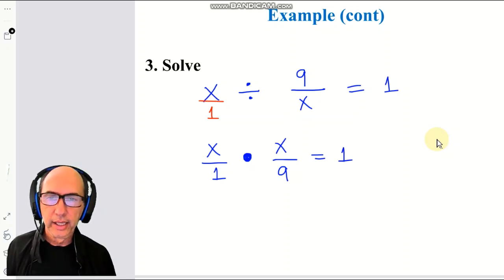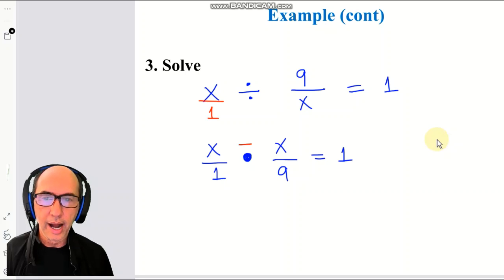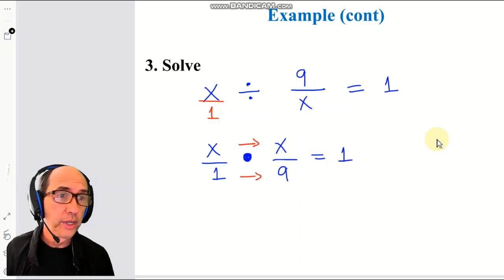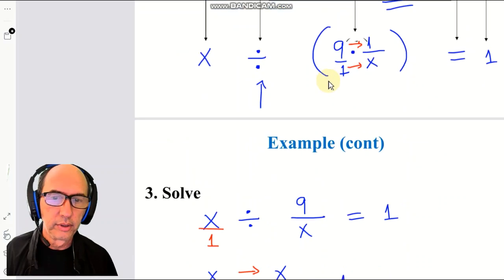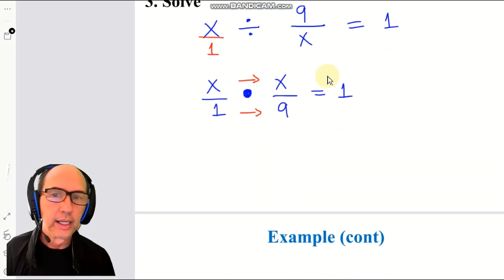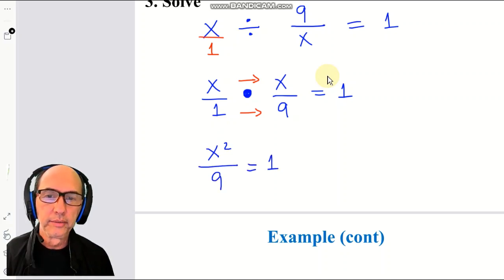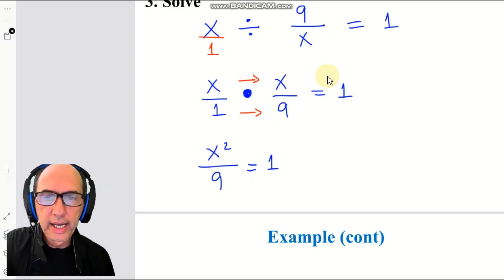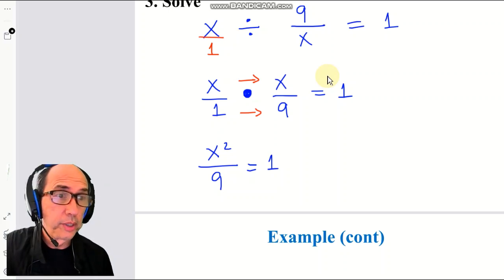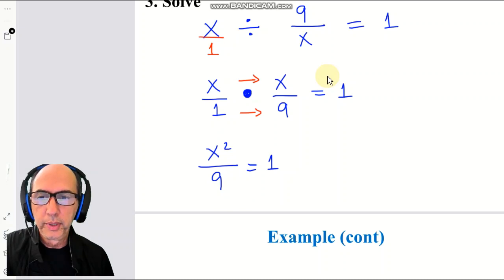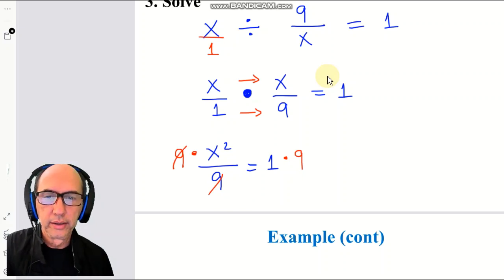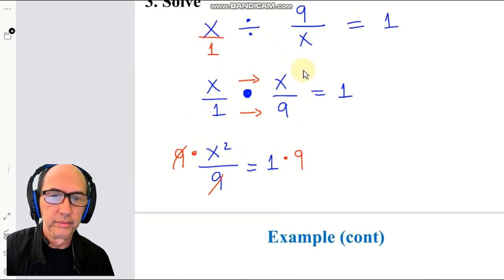And finally, we multiply across, multiplying numerators and denominators. Oops, go back. x times x, x squared over 1 times 9, 9 equals 1. In this case, we have to apply the multiplication property of equality. Multiply both sides by 9. So we can cancel. x squared equals 9.